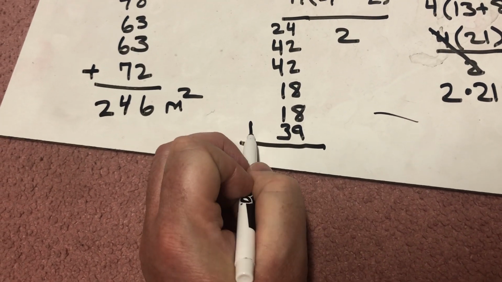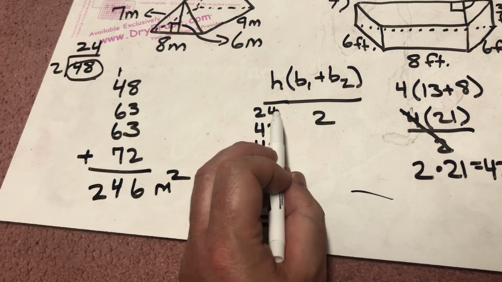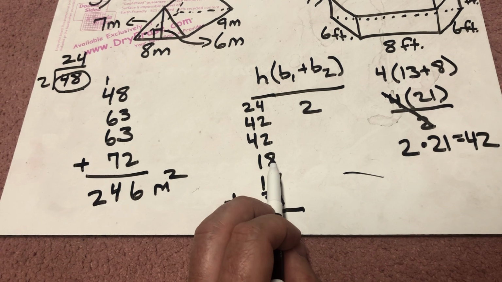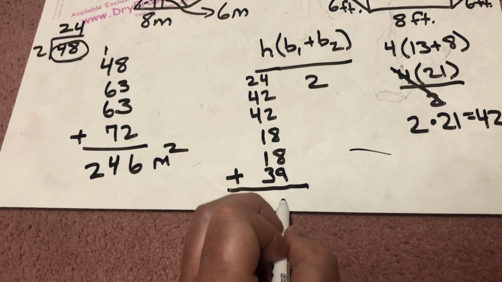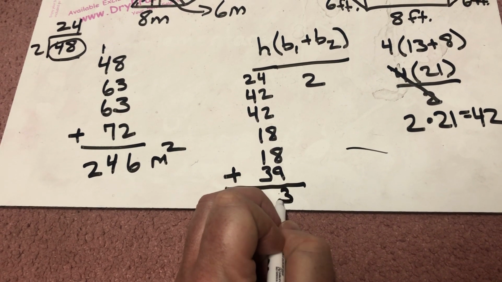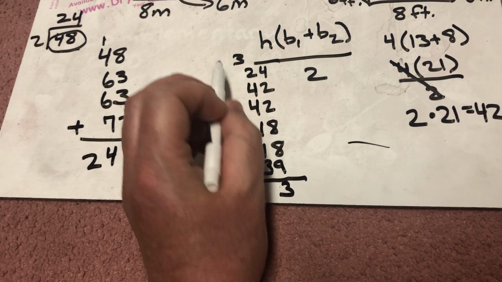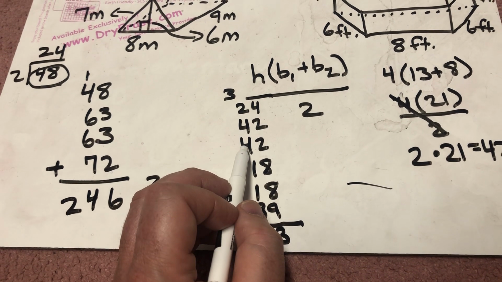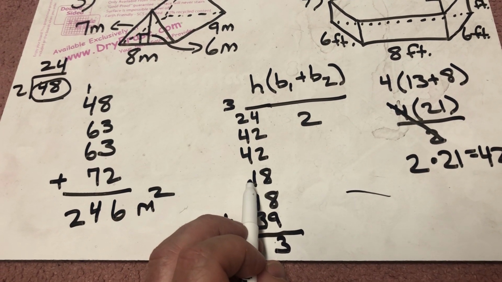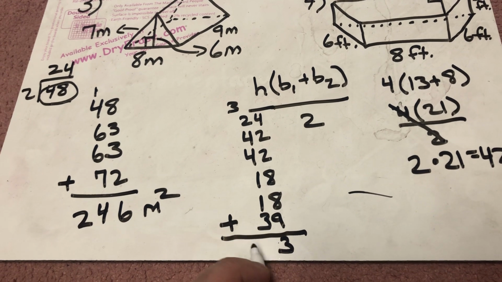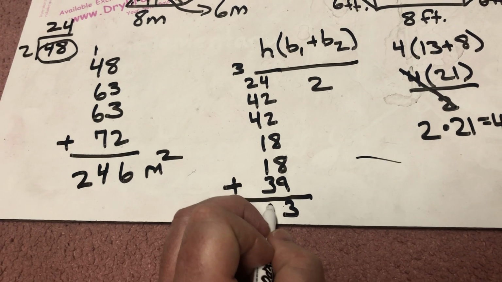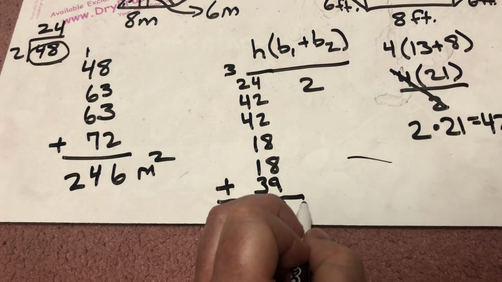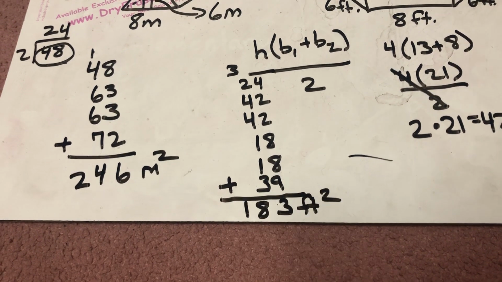So I'm going to go ahead and add all these numbers together. 4 plus 2 is 6, plus 2 is 8, plus 8 is 16, plus 8 is 24, plus 9 is 33. I'm going to put the 3 down, carry the 3. 3 plus 2 is 5, plus 4 is 9, plus 4 is 13, plus 1 is 14, plus 1 is 15, plus 3 is 18. 183 square feet.